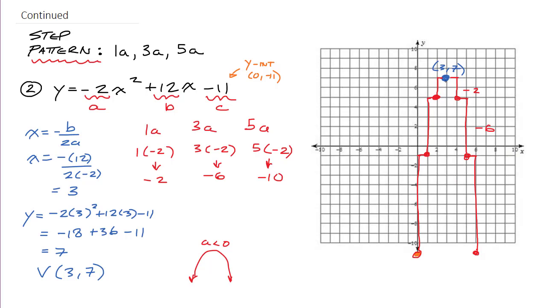So let's just draw our parabola through the points we found. Again, once you know this, it's a real quick shortcut. Normally I don't write out 1a, 3a, 5a, I just do it in my head, right? What's 1 times negative 2? I go down 2, then what's 3 times negative 2, right? So it can be a very, very fast way of graphing.